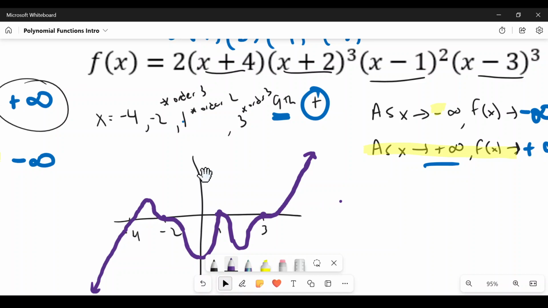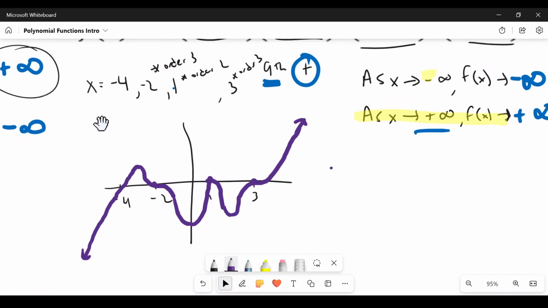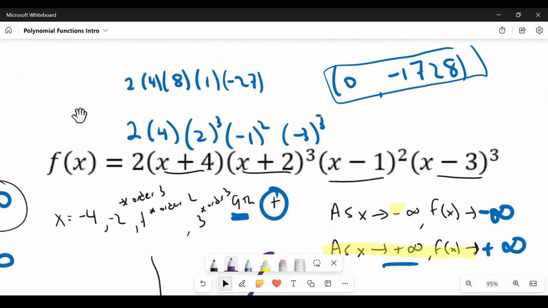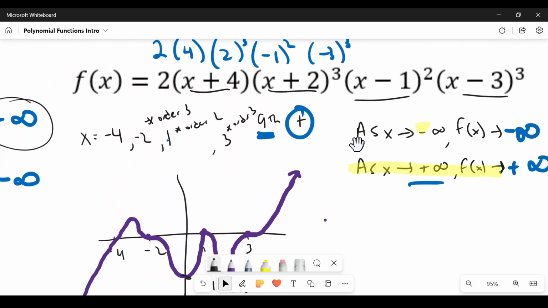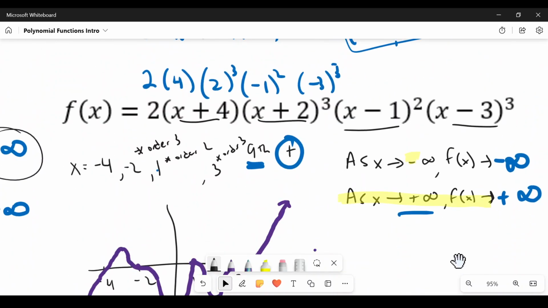And then the other nice thing to check is that my y-intercept is negative, and yes, it is. My y-intercept is negative 1728, I think it was. So we always label that. It's a way of checking. Okay, so that's sort of the first bit of this unit.